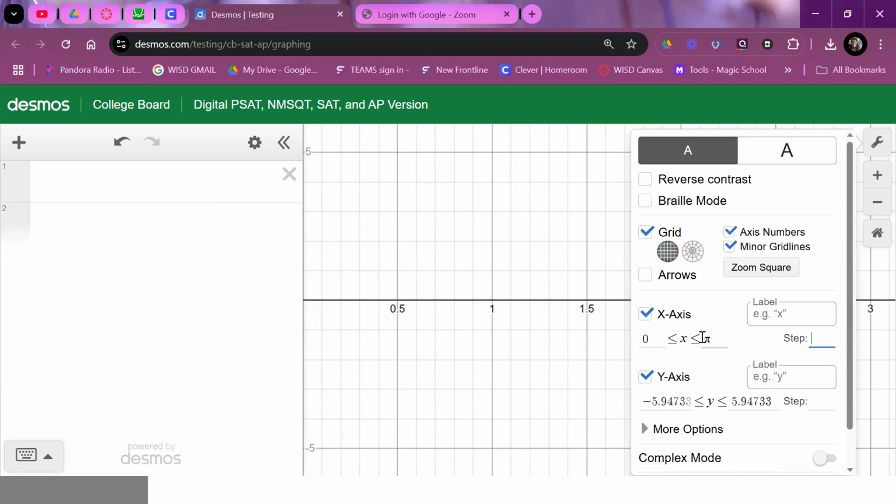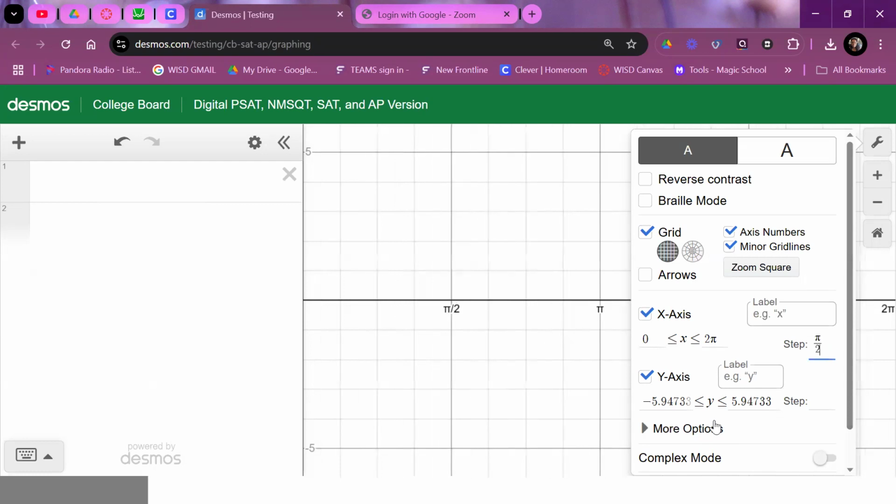Oh, I forgot the 2. It's your x-axis. It says your x's are between 0 and 2 pi. What you wanted to count by, if you wanted to count by pi halves, if you wanted to count by pi whatever, right now it's counting by ones. I want it to be something in terms of pi. So I'm going to have it count by pi halves. I'm going to type pi divided by 2.